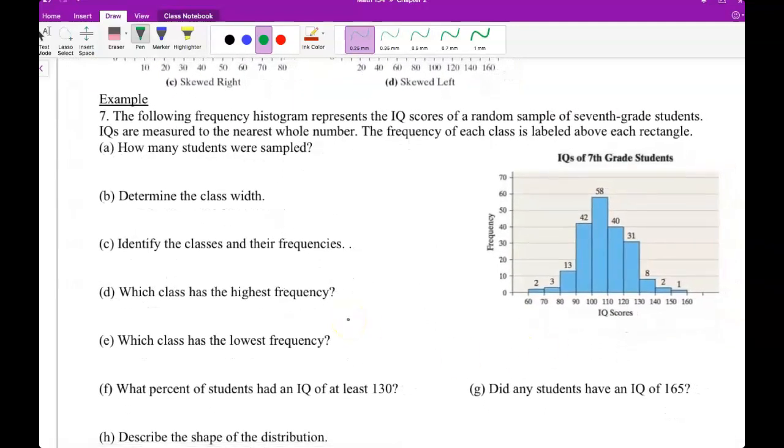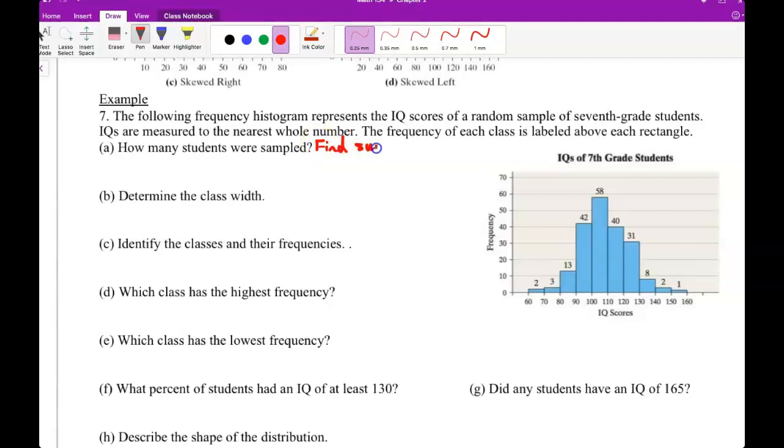Example, the following frequency histogram represents the IQ scores of a random sample of 7th grade students. And those are measured to the nearest whole number. The frequency of each class is labeled above each rectangle. So here we have these frequencies for each rectangle. Part A, how many students were sampled? What that means, find the sum of frequency.